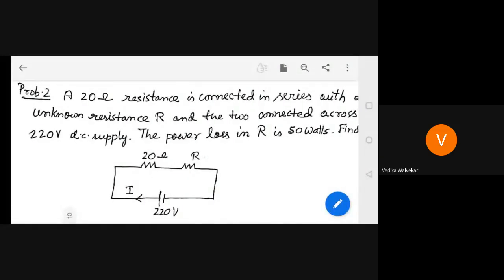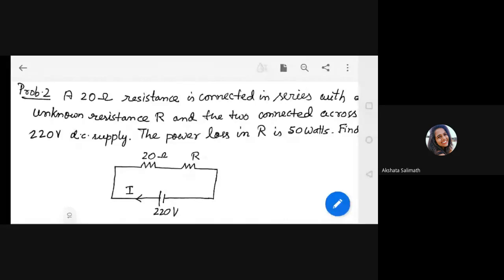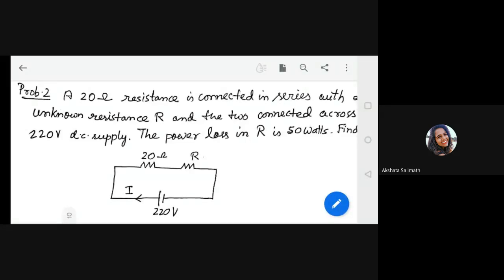You can just put 220 over 20 plus R. Correct. Here we are simply applying Ohm's law. If we apply Ohm's law, I will be equal to V by R. Now this R is the total equivalent resistance, not the individual ones.